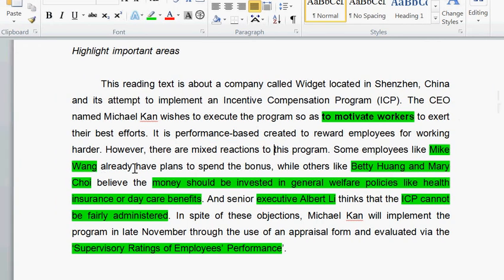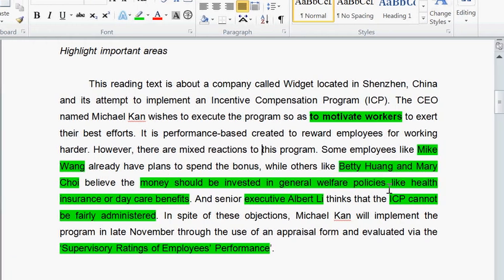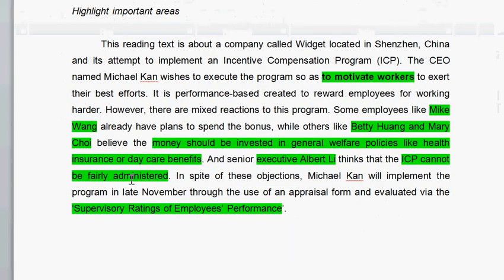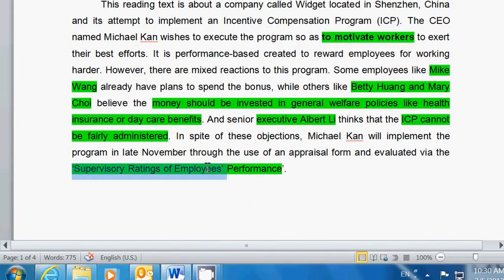Mike Wong already has plans to spend the bonus, and thus he likes it, while others like Betty Wong and Mary Cho believe that money should be invested in general welfare policies like health insurance or daycare benefits. And senior executive Albert Lee thinks that the ICP cannot be fairly administered. We know, however, that the ICP has been implemented, and we have a system of a supervisor rating of employees' performance. So these are some key ideas that we find in the text.